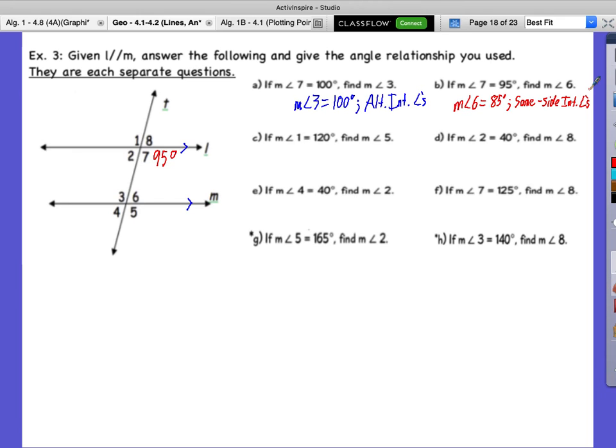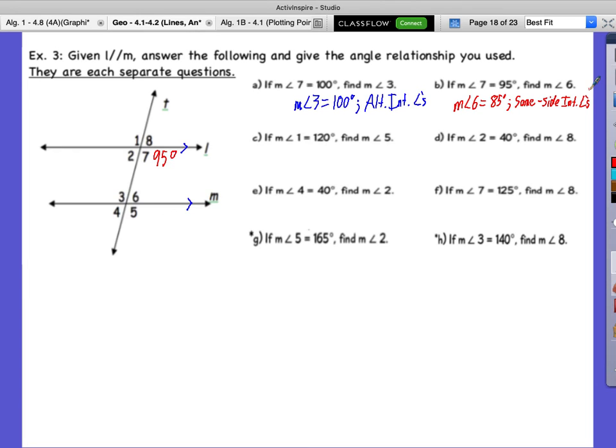So one in five. Are they inside the river, outside the river? Are they on the same side or opposite side? So they're alternate. That's true. And then two and two. One's inside the river, one's outside the river.